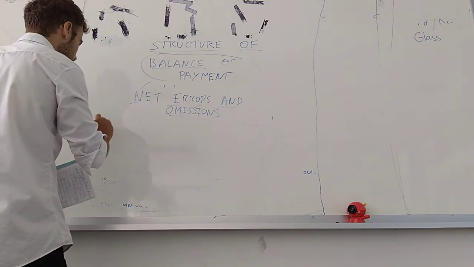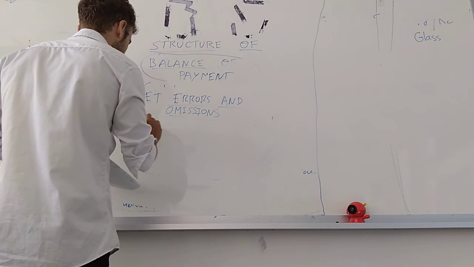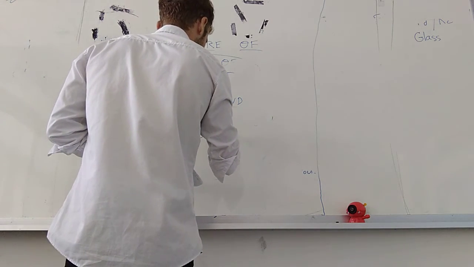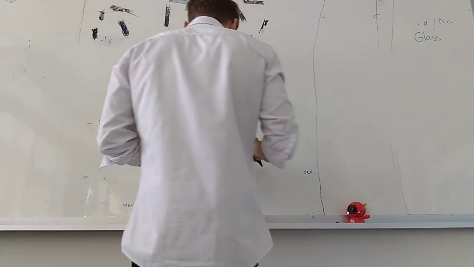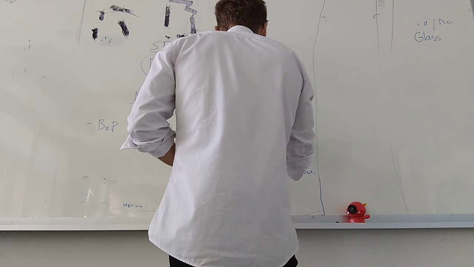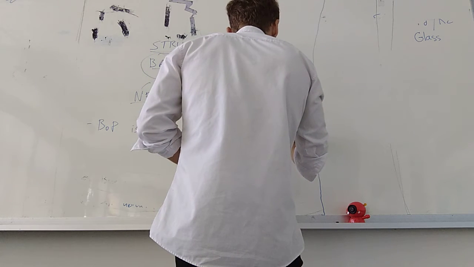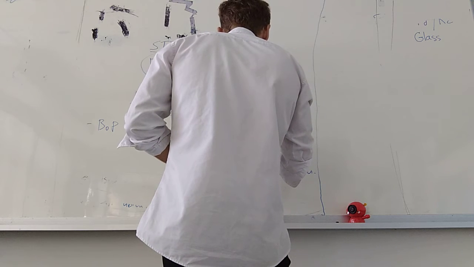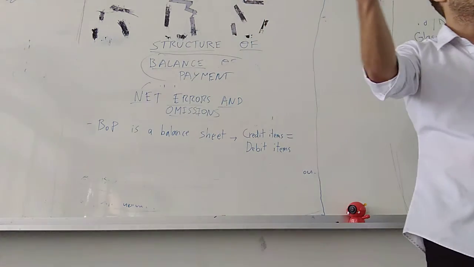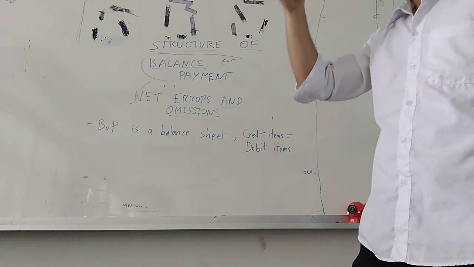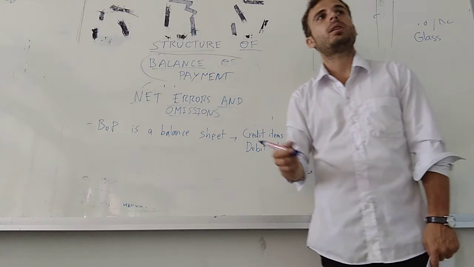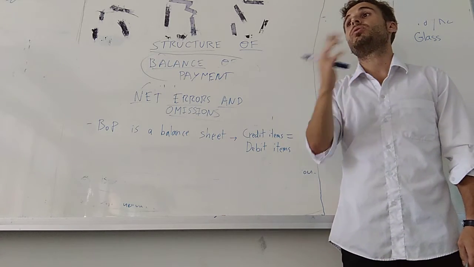So the balance of payments is a balance sheet. Okay, sheet. So if it's properly recorded, the credit items should equal debit items, meaning that the capital and financial account should equal the current account. As I said before, they are two sides of the same coin.